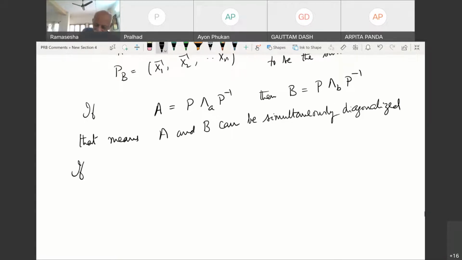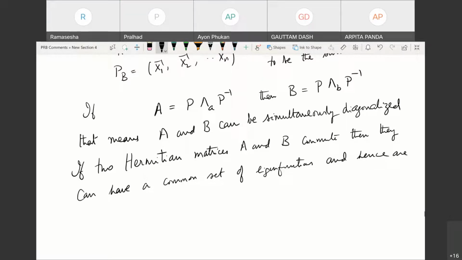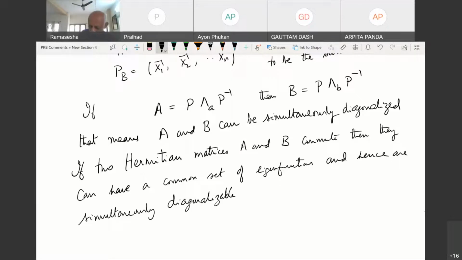Okay, so this is a very important result. If two Hermitian matrices commute, Hermitian matrices are the only ones that are guaranteed to be diagonalizable, then they can have common eigenfunctions and hence are simultaneously diagonalizable. Okay, so this is a very important result.